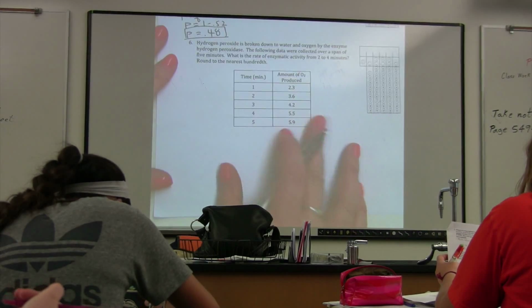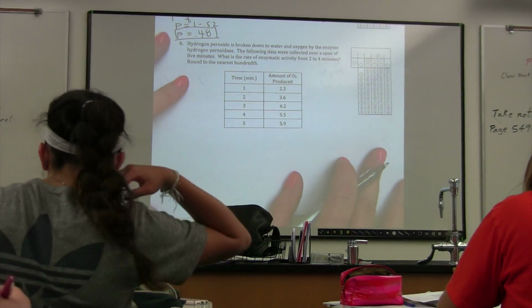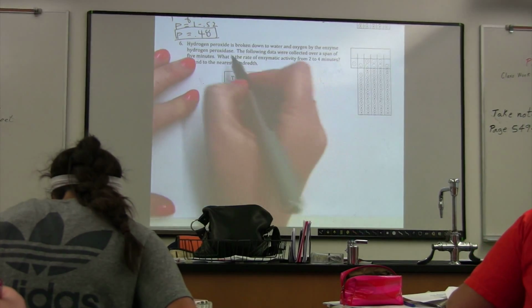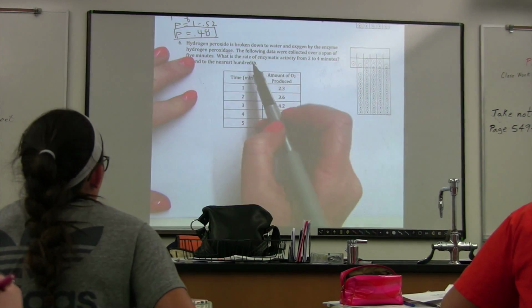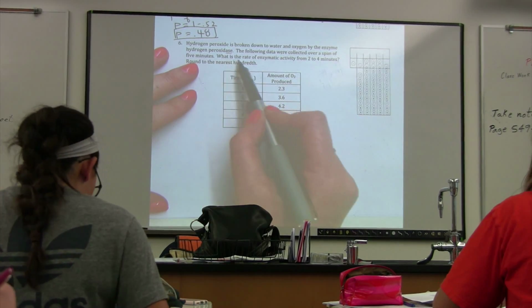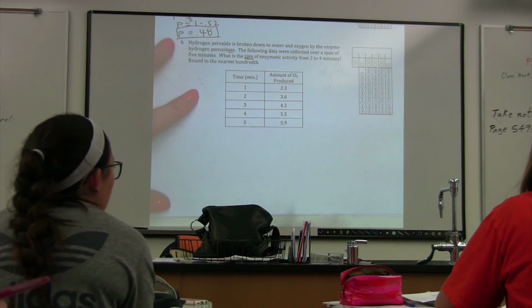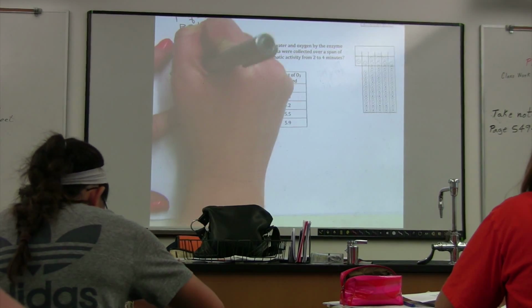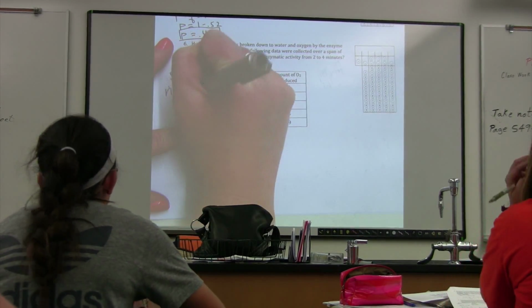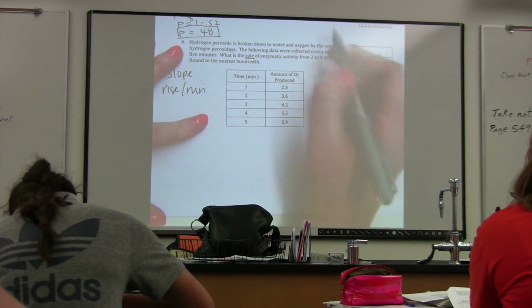Here we go, 6th grade. Hydrogen peroxide is broken down to water and oxygen by the enzyme hydrogen peroxidase. I know that because it ends in an ACE, and I'm smart. The following data were collected over a span of 5 minutes. What is the rate? If I had a graph, I'd call it the slope. I'd also call it the rise over the run. Of activity from 2 to 4 minutes.